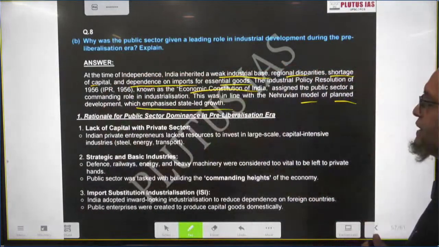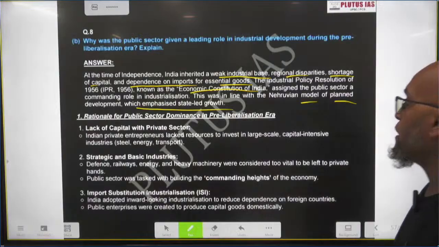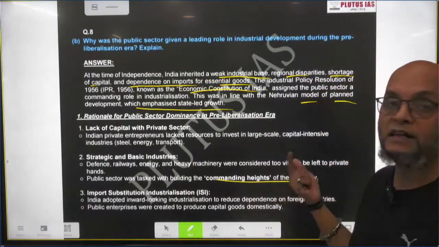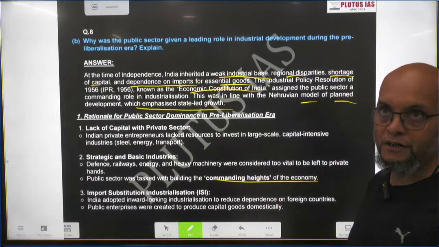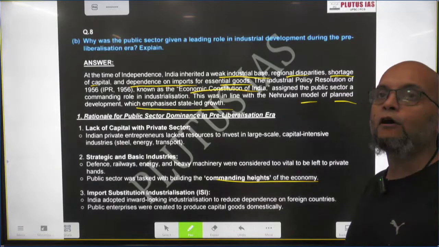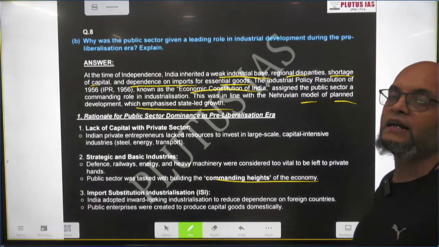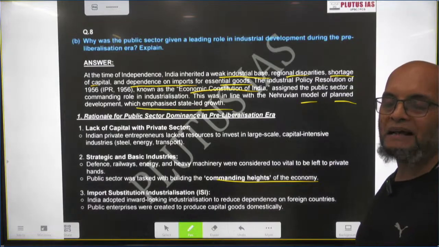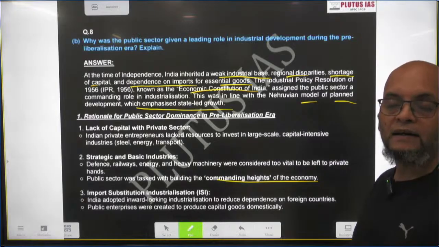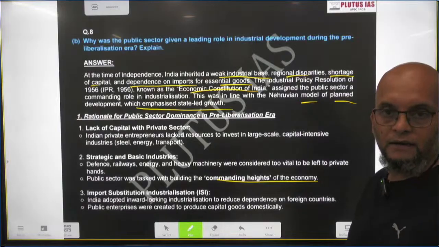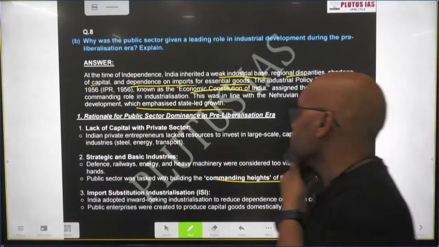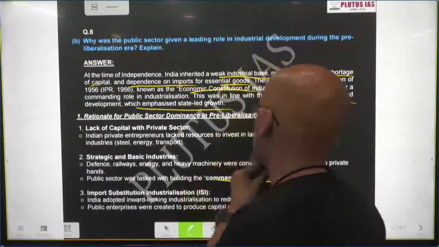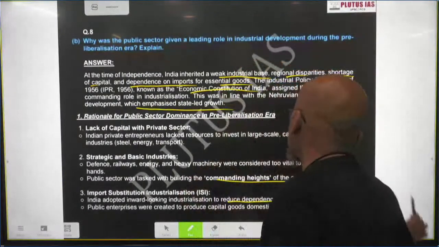The public sector was tasked with building the commanding heights of the economy. It was the task in front of the public sector. Import substitution, industrialization, was the need of the hour. India needed to be self-reliant. Why would any private sector do that? The private sector is concerned with its own benefit, its own profit. Nation comes second. That's the agenda of firms. India adopted inward-looking industrialization to reduce dependence on foreign countries.